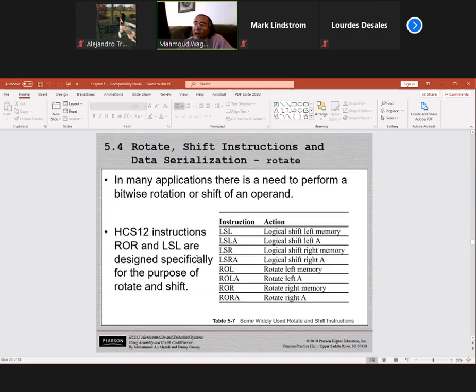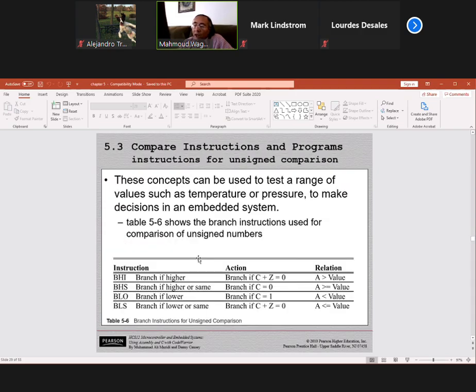So to summarize what we have been talking about, and that's a very interesting summary table. You're comparing branch on higher and branch on higher or same, or branch on lower or branch on lower or the same.